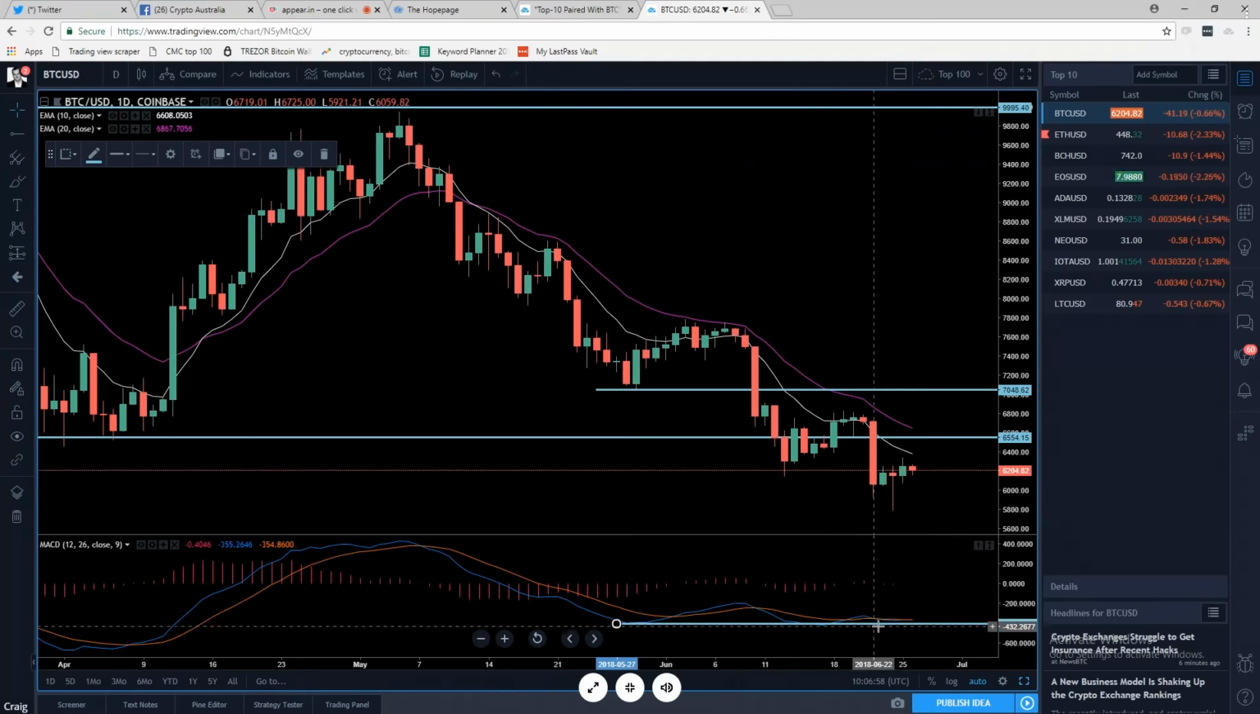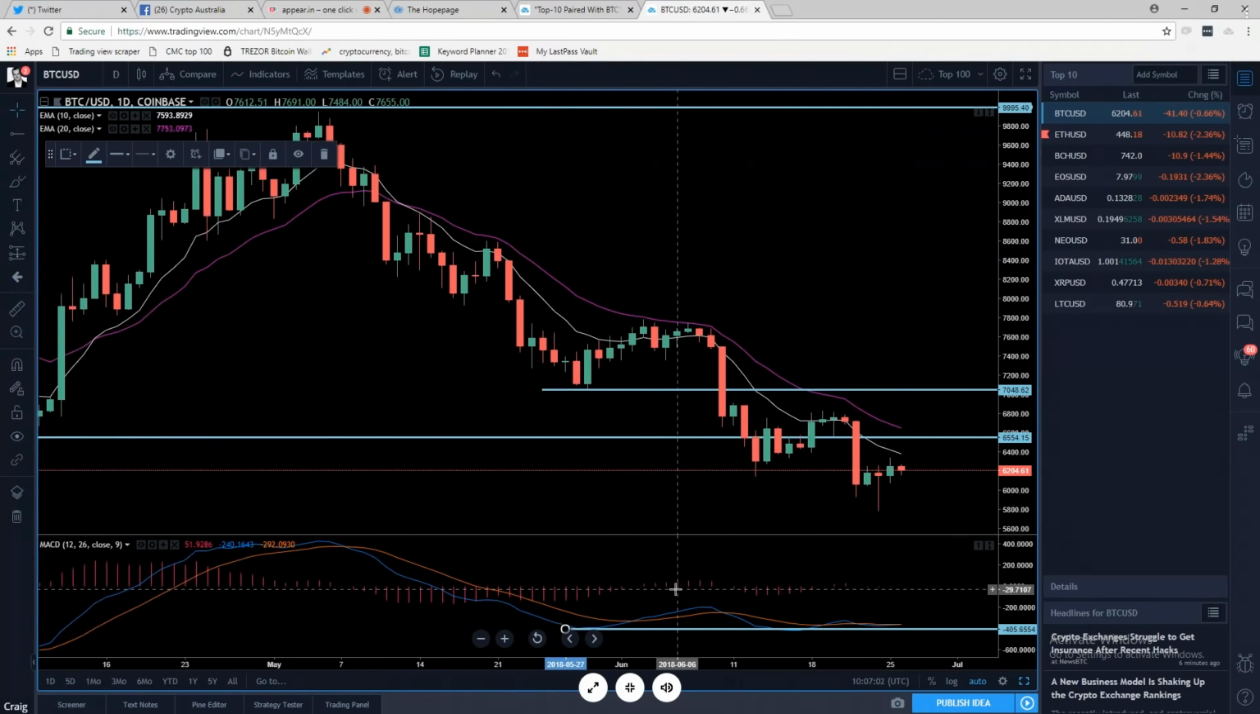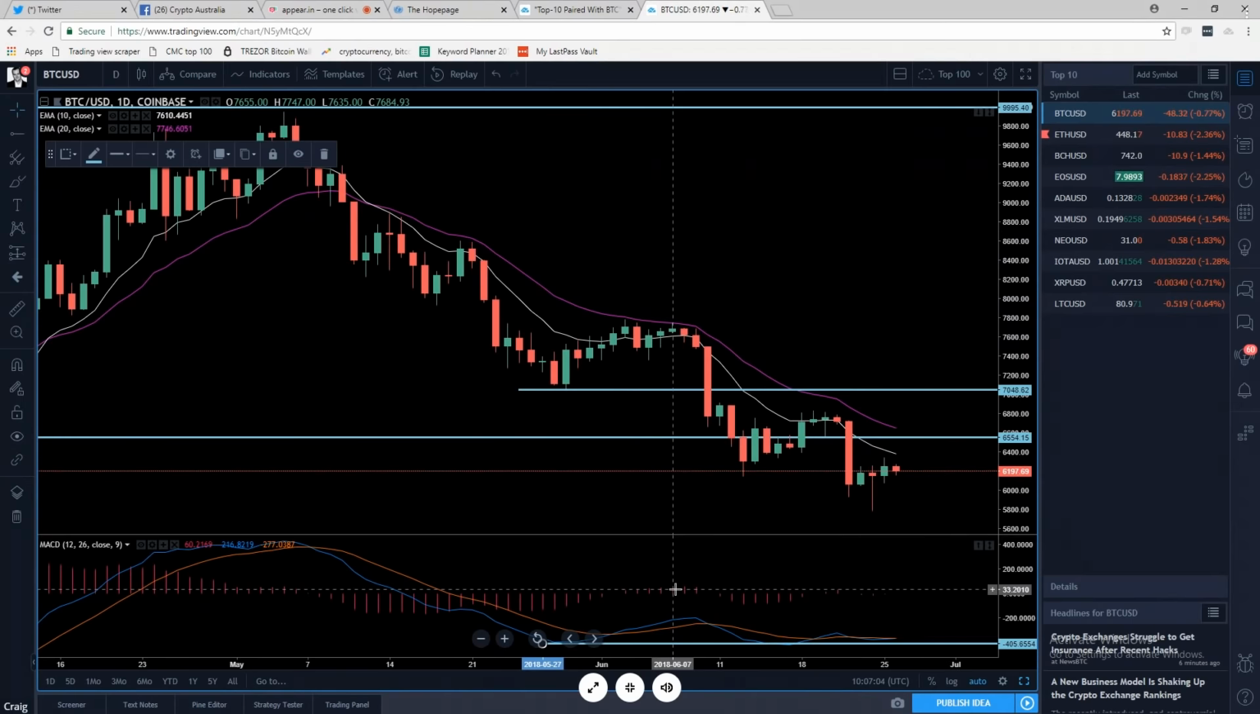So, just for people at home, one way to think about this is that price is continuing to go lower and lower, but the momentum is running out of steam. And sometimes that can mean the selling or the short traders pushing the market down are running out of momentum. Is that a good way to describe it? Yeah, so the MACD is a momentum indicator.